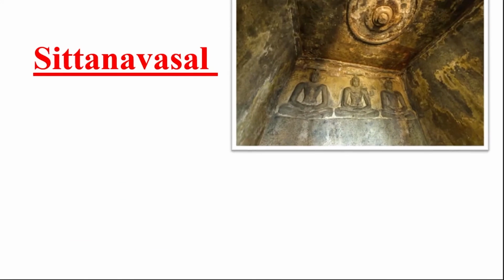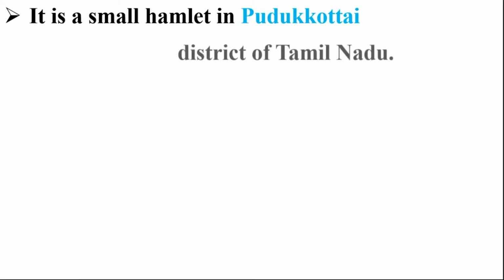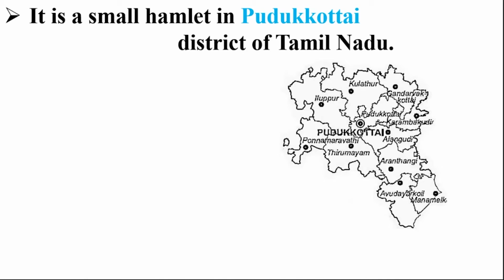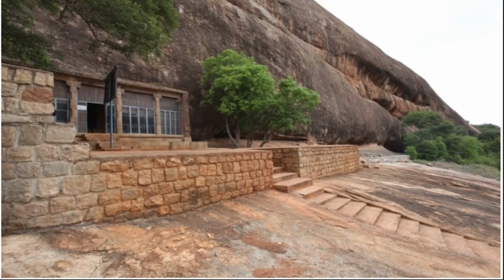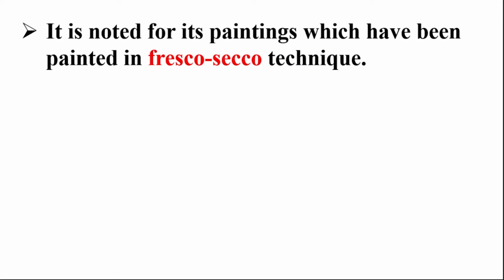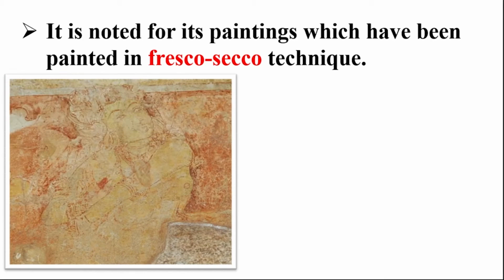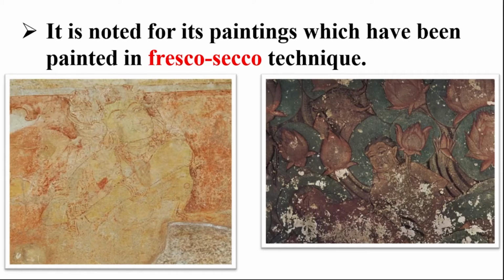Third one is Sittanavasal. In our example, it is located in Pudukkottai district of Tamil Nadu. These Jain caves belong to the 2nd century CE. This Sittanavasal cave, also known as Arivar Kovil, is noted for the paintings which have been painted in fresco and secco technique. This is one type of painting method. Many mineral colors are also used here. This is the image of the painting discussed so far.